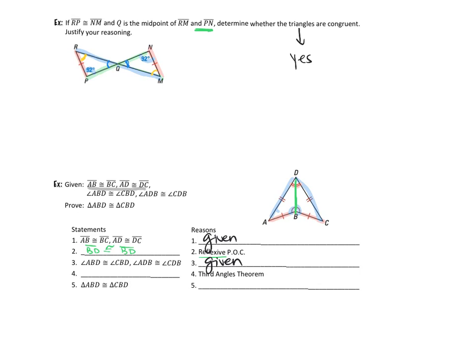For line 4, the reason is the third angles theorem, which means that because we already know this set of angles and this set of angles, we must be talking about angle A and angle C. So in order for those to be congruent, we had to use the third angles theorem. And now we can come to our statement that the 2 triangles are congruent because of our definition of congruent triangles.